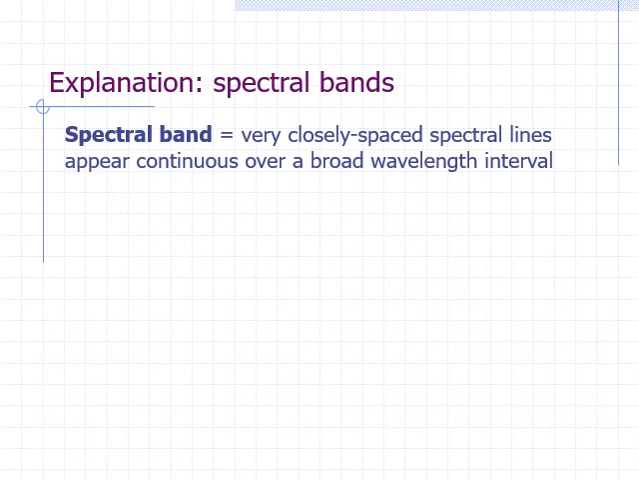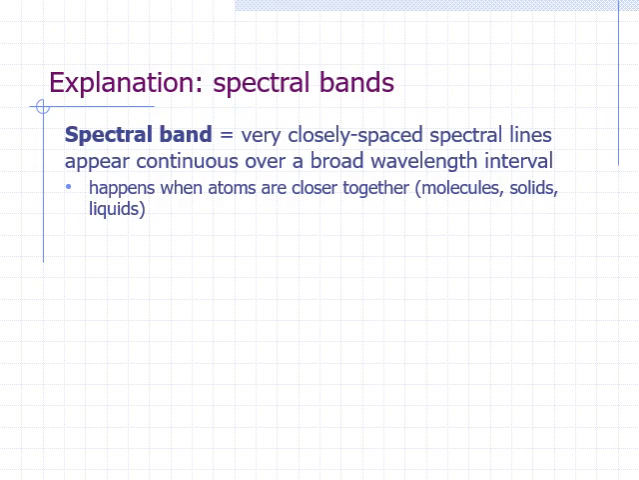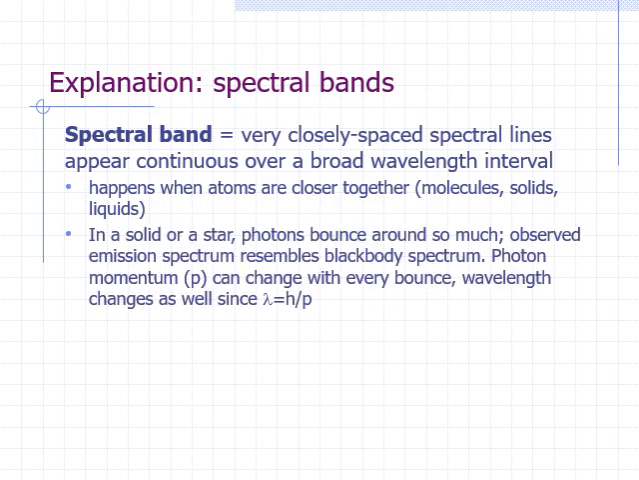When a sample has a lot of very closely spaced spectral lines, the lines may appear continuous over a broad wavelength interval. We then see a spectral band. Spectral bands tend to be observed when atoms are closer together, such as in molecules, as well as in solids and liquids. In a solid or in a star, the photons bounce around so much that the observed emission spectrum resembles a blackbody spectrum. The momentum of a photon changes with every bounce, and so does its wavelength, since the wavelength of a photon is related to its momentum.